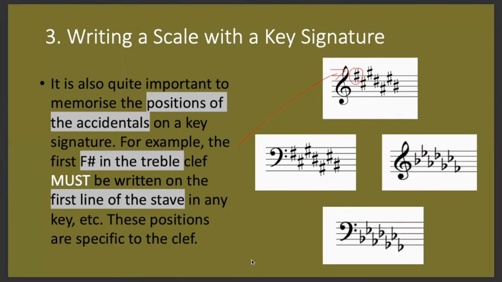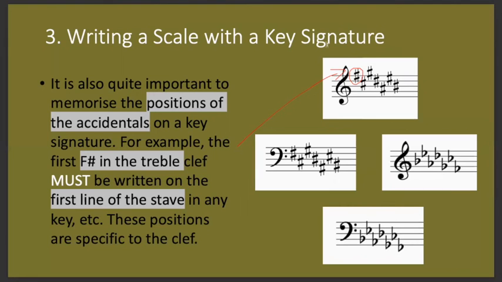Writing a scale with a key signature. It is also quite important to memorize the positions of the accidentals on the key signature. For example, the first F sharp in the treble clef, which I've pointed to here in red, must be written on the first line of the stave in any key. These positions are specific to the clef, so I've only included 2 examples of treble clef and the bass clef, but in the alto and tenor clefs, they also have their own specific positions.